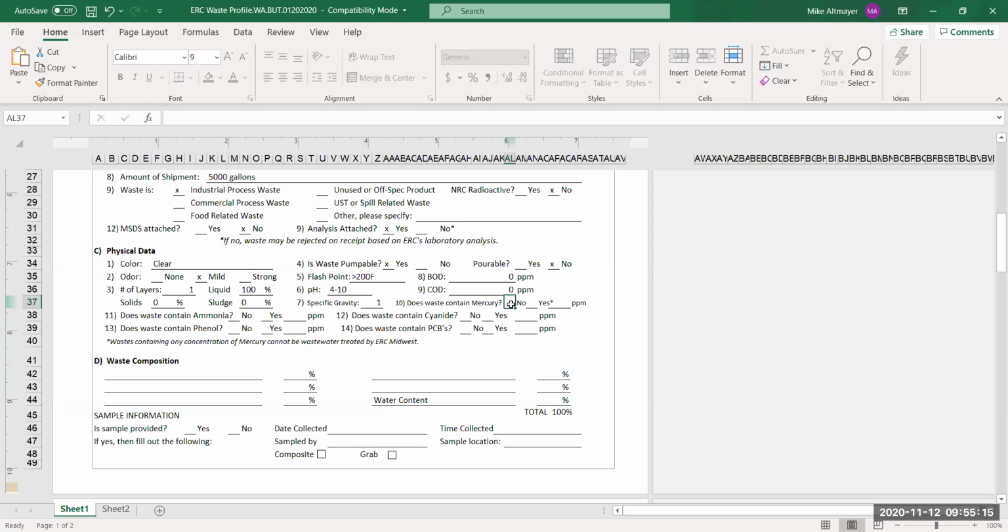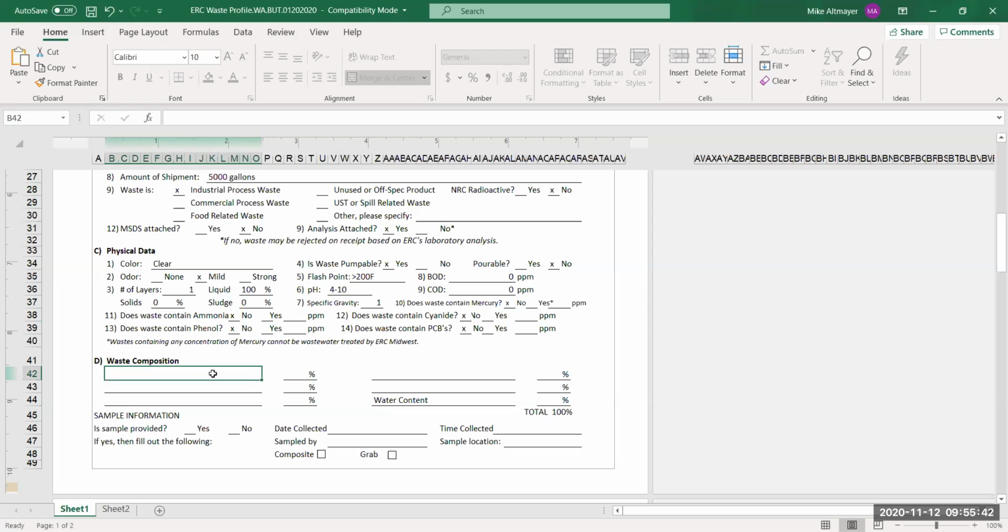Does the waste contain mercury? No. Does it contain ammonia? No. Phenol? No. Again, if your analytical data says differently, then you'll have to change these numbers. Cyanide and PCBs would be, if you had to mark yes to either one of these, more than likely we can't accept that waste for a hazard, because they have hazardous characteristics.